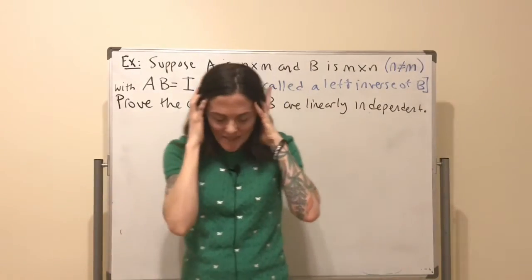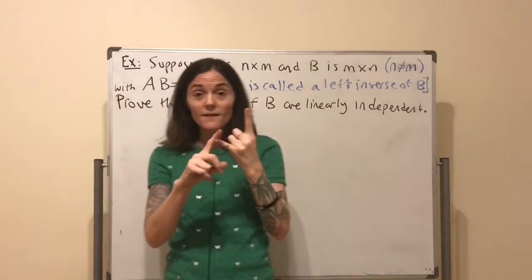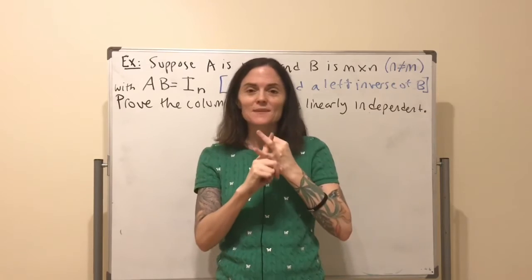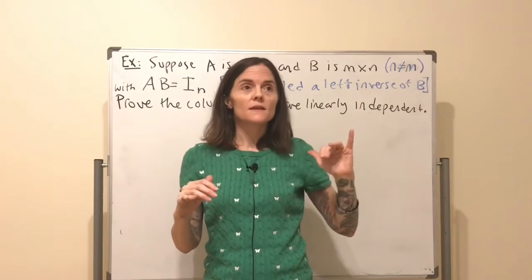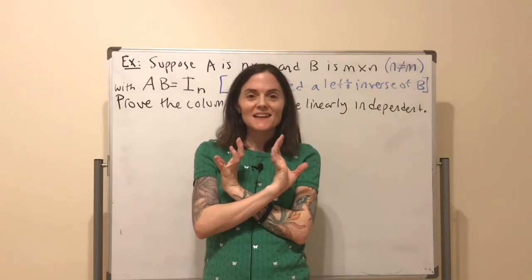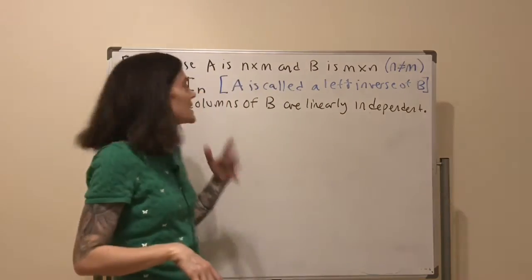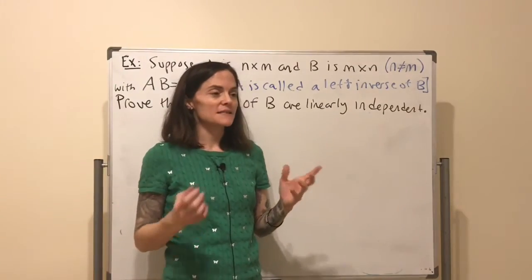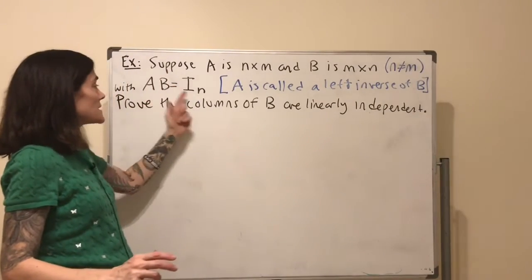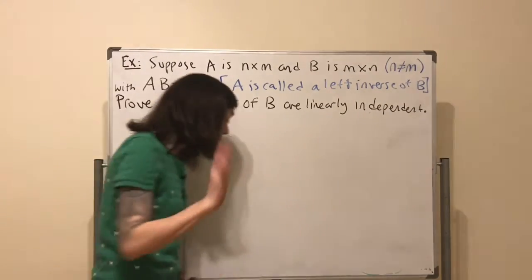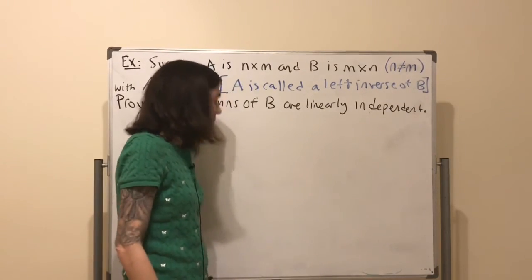Now, what did we talk about just a few videos ago? If A is square, n by n, and B is square, n by n, once you know A times B is the identity, you know immediately BA is also the identity, and A is B inverse, and B is A inverse. But here, you don't have all of that because these are not square matrices. It's just called a left inverse, that when you multiply like this, you get the identity. What we can show, and we will show, is that the columns of B are linearly independent.